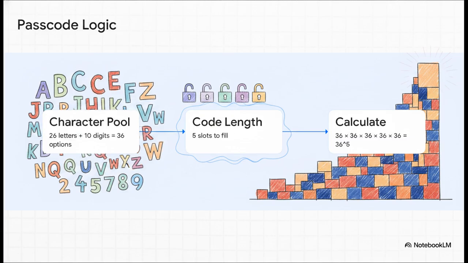That's our exponent. So, for step 3, the calculation is 36 options for the first slot, times 36 for the second, times 36 for the third, and so on. Mathematically, that is simply 36 to the 5th power. And guys, when you actually calculate 36 to the 5th power, you get over 60 million possible combinations. It's wild to think that a tiny 5-slot passcode is secured by this massive, invisible wall of multiplicative growth.